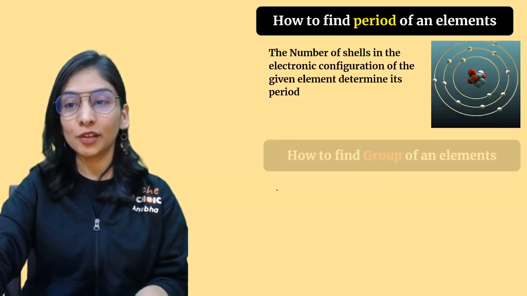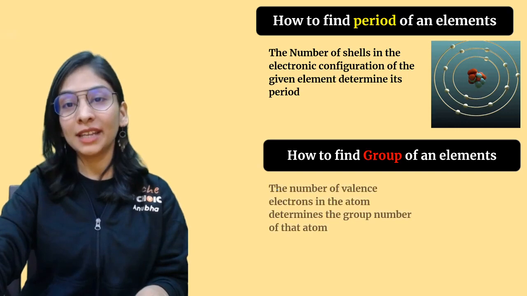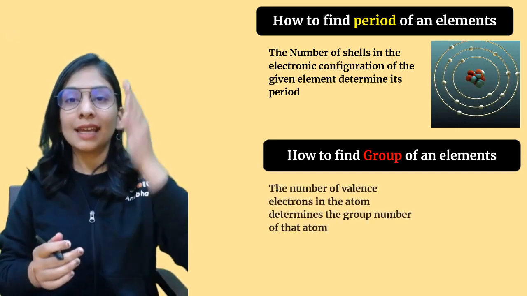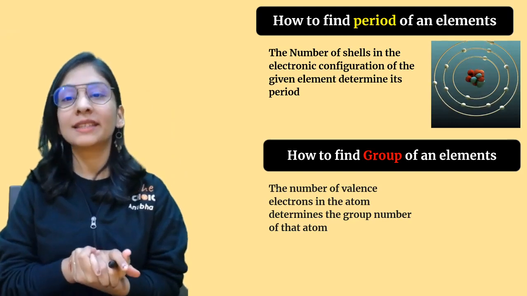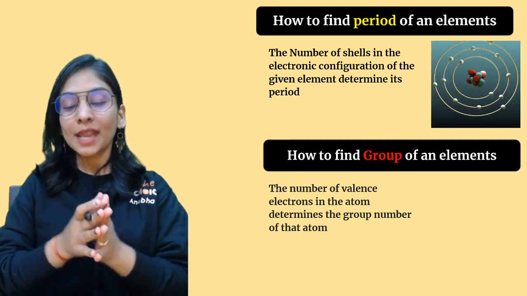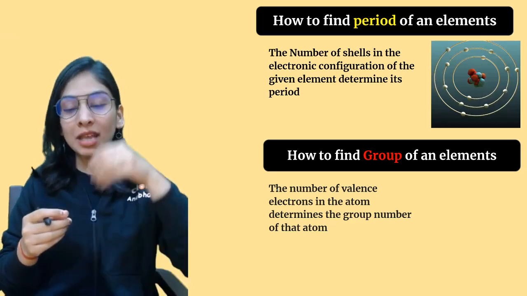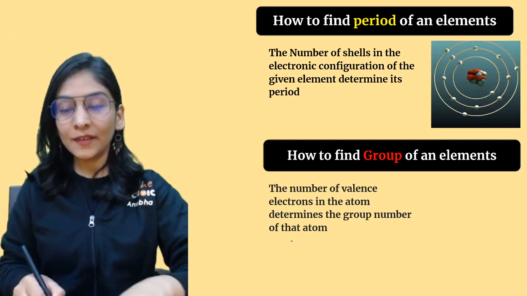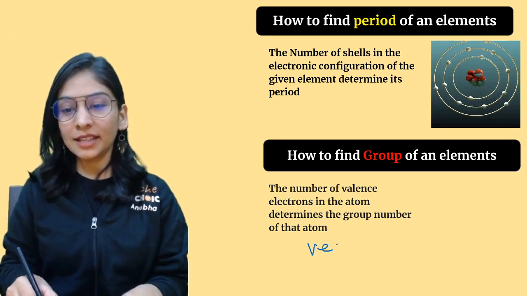How to find the period of an element, how to find the group of an element. And that's the best part of this modern periodic table, that every group has the same number of valence electrons. So valence electron is the key that decides the group number, and is also responsible for the same kind of chemical behavior, periodicity in the properties.